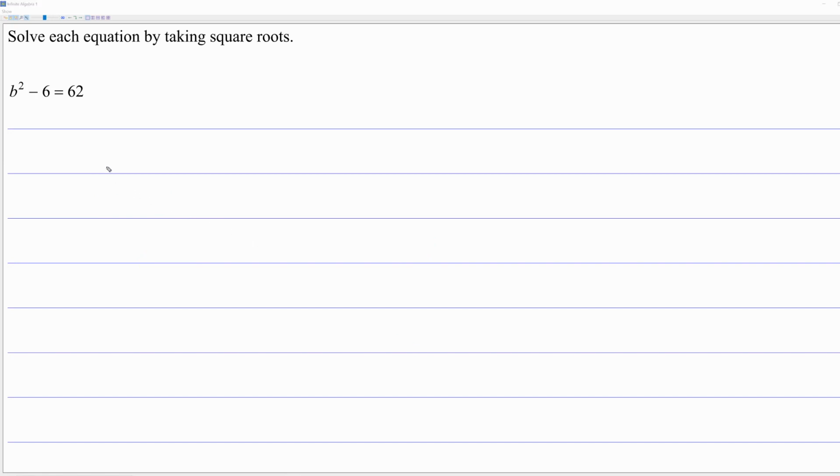So here we'll follow the same two-step process. Let's isolate the quadratic term. So we're going to add 6 to both sides. 62 plus 6 is 68. Now take the square root of both sides. So b is plus or minus the square root of 68.